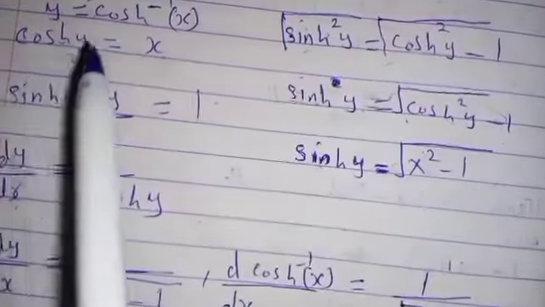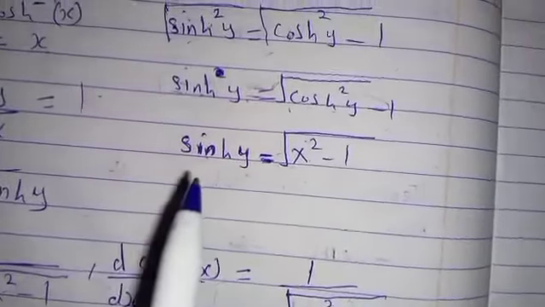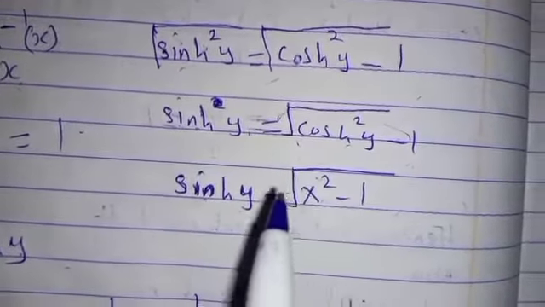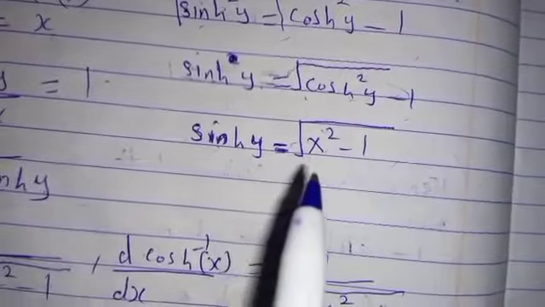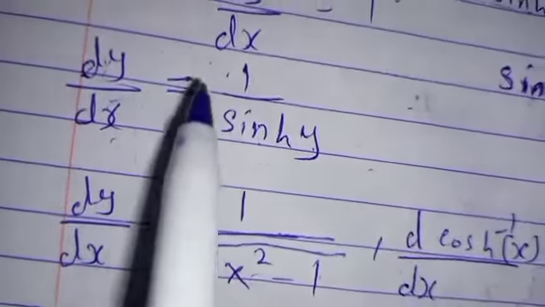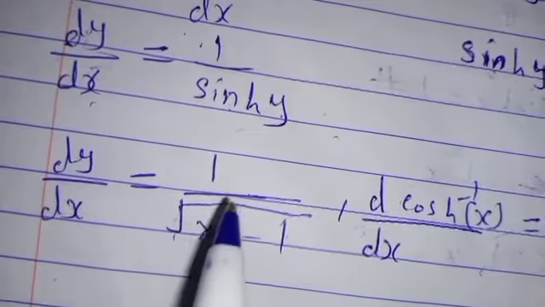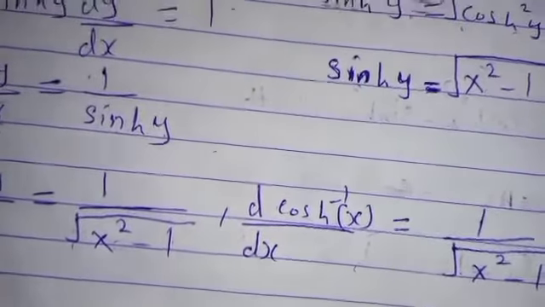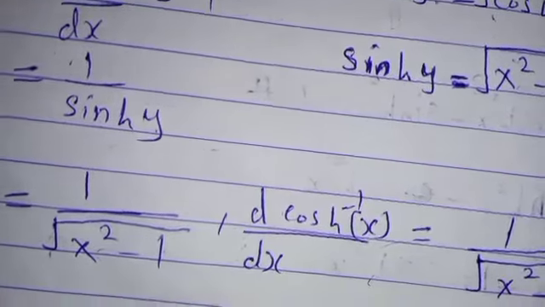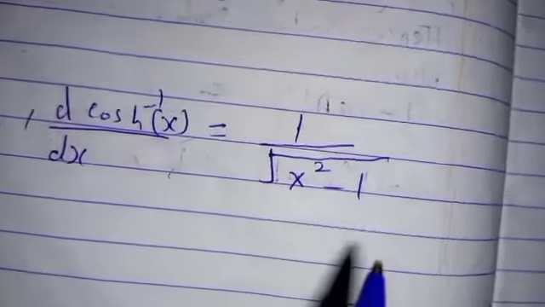But we know that hyperbolic cosine of y is x, so we substitute here with x. So hyperbolic sine of y is equal to the square root of x squared minus 1. So where we have 1 divided by hyperbolic sine of y, we substitute it with the square root of x squared minus 1. Hence, the derivative of the inverse hyperbolic cosine of x with respect to x is given by 1 divided by the square root of x squared minus 1.